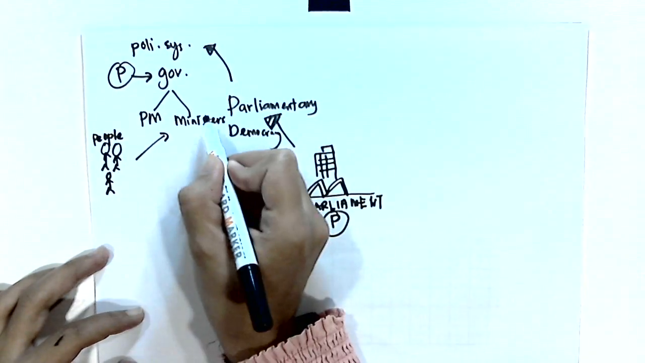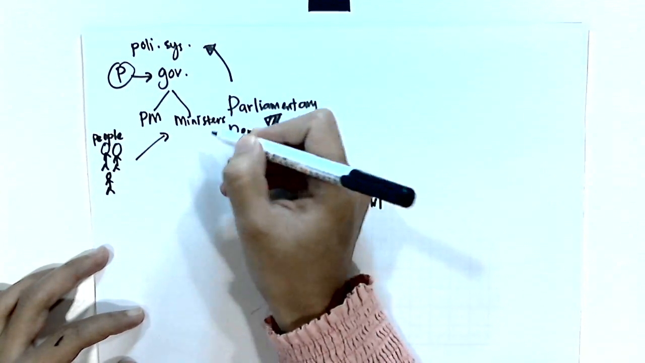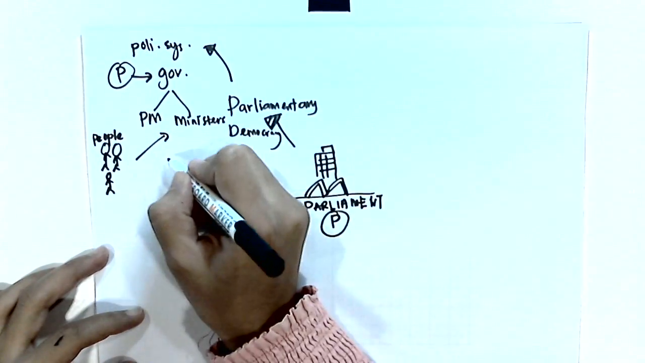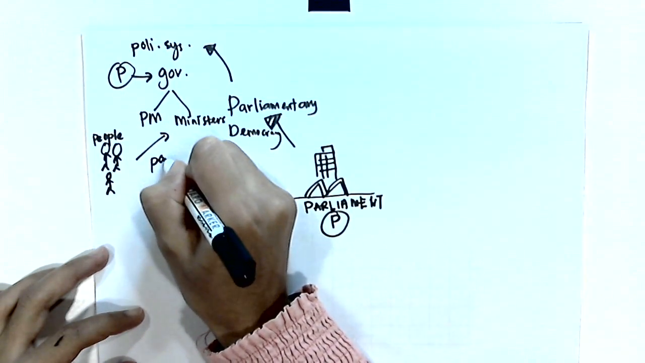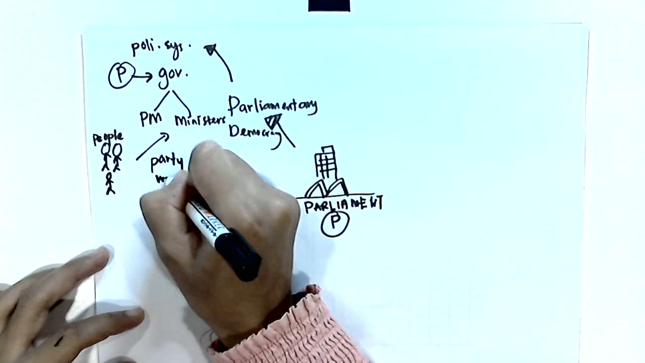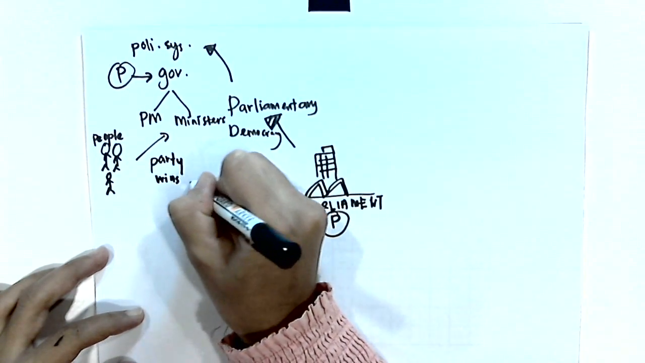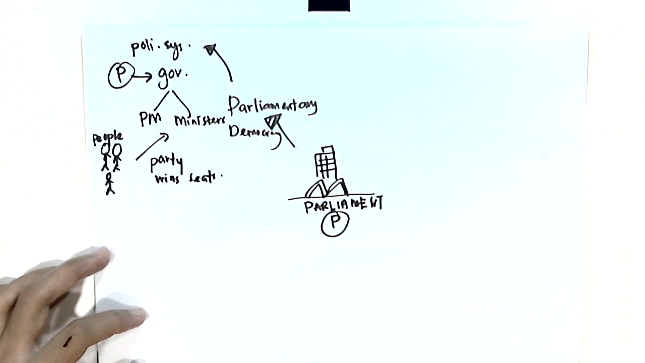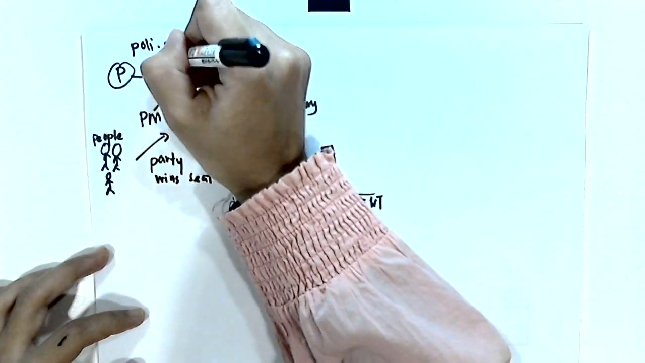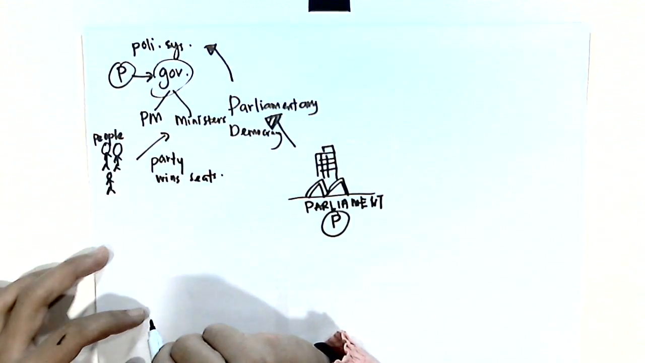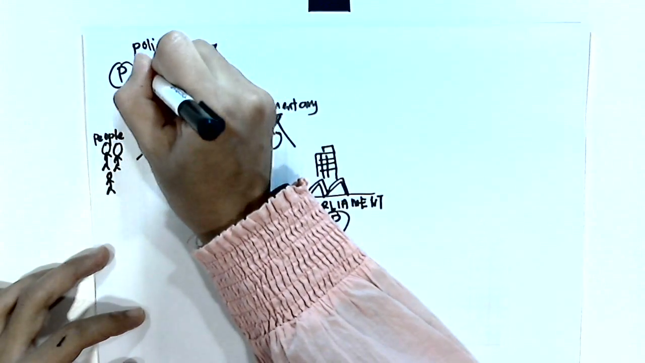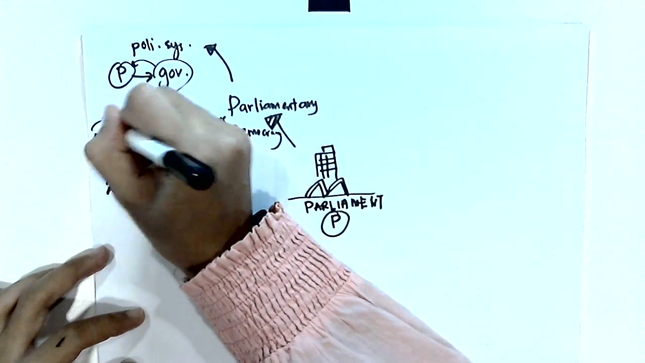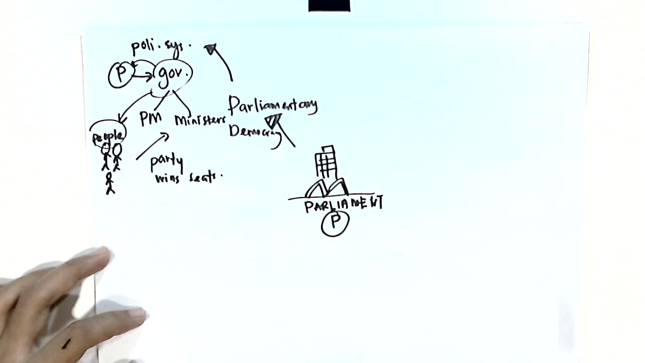The Prime Minister and the ministers, the leaders in the government, are from the party that wins the majority seats in the general election just now. So in this concept, the government has dual responsibility: the first towards the parliament itself, and the second towards the people. So that's basically the concept of parliamentary democracy that we practice in this country.